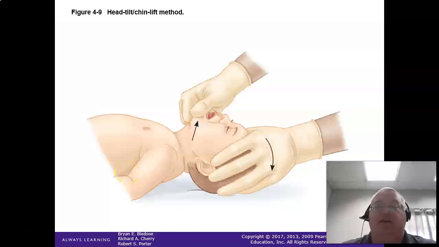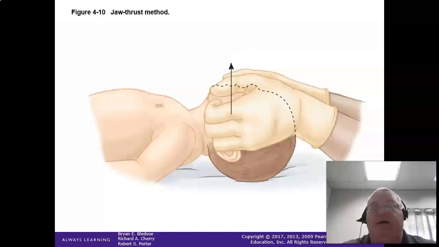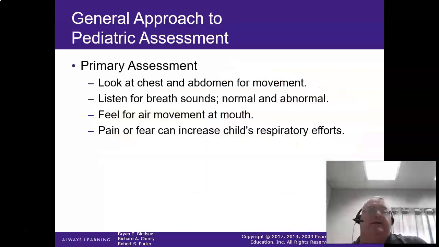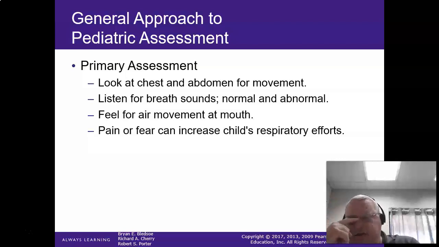Okay, so again, this is the head tilt chin lift method. Again, jaw thrust maneuvers. Notice how we have some padding up underneath there. Again, looking for the chest and the abdomen to move. We want to listen for breath sounds. And then again, one other thing with the primary assessment of a pediatric patient with breath sounds, think about pulse oximetry. Okay, get that pulse ox.